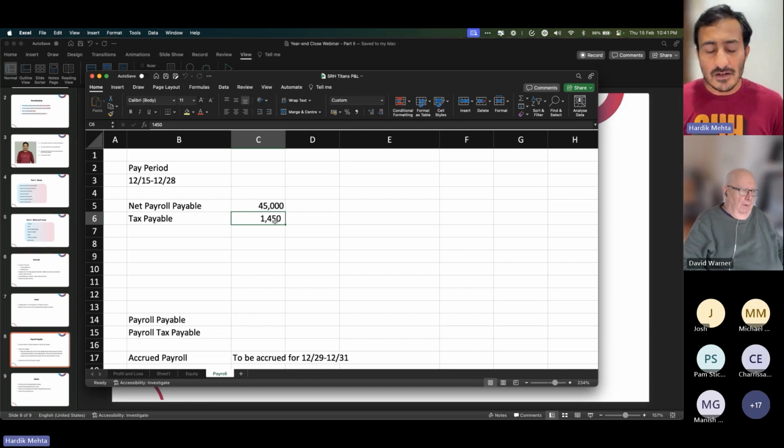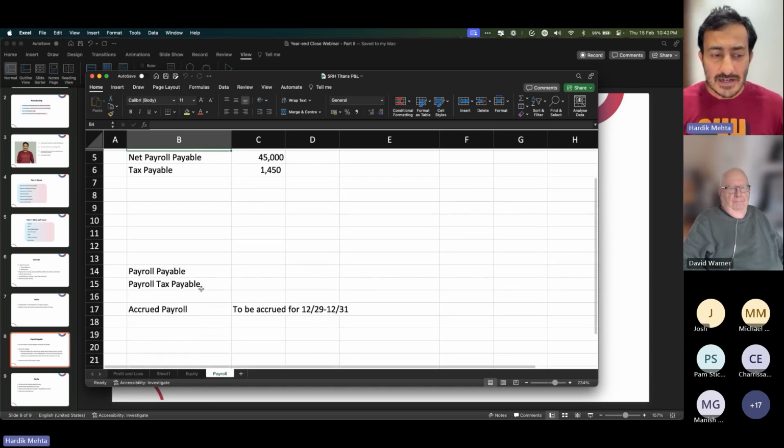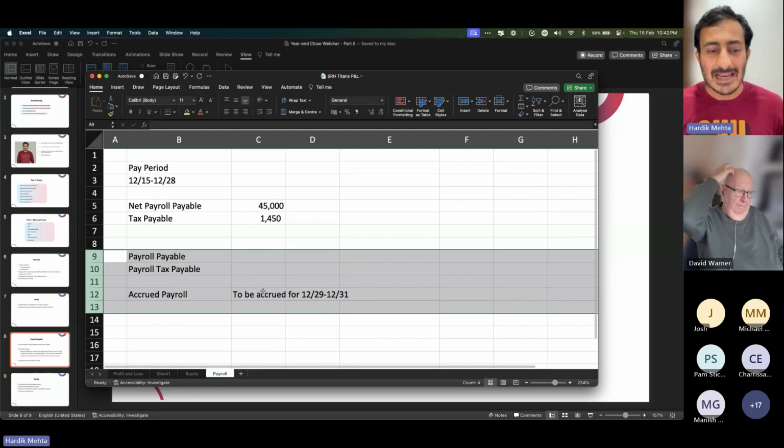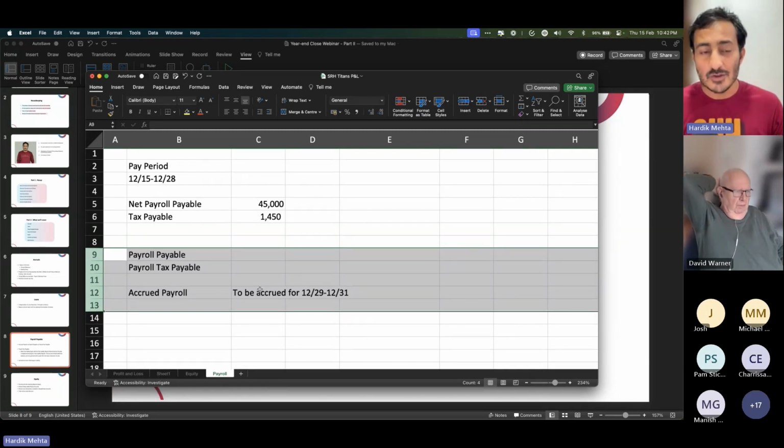I would not want to merge the accrued payroll with this. I would like to separate the payroll accruals from the payroll payable, and keep these two accounts to reflect the actual payables balance. Whereas the accrued payroll would mean that for the period 12/29 to 12/31, which is about three days, all we need to do is accrue it. We keep it separate from the payroll payable because we will also be reversing this accrual the very next day of the month, so we want to keep these accruals separate from the payroll payable.